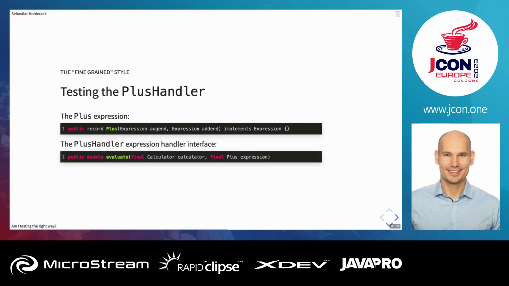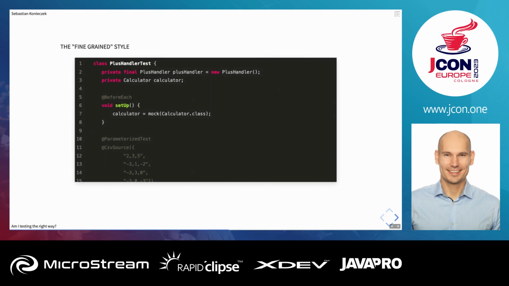And next we will have the plus handler expression interface. So there's obviously a plus handler, and the interface is different only in the way that we do not have a divide expression here as an input, but a plus expression. And what we now want to test is exactly this method, this evaluate method. So let's look at the test of this method. This is some more code, but don't be afraid. We will go through it step by step, so you will get it in a minute.